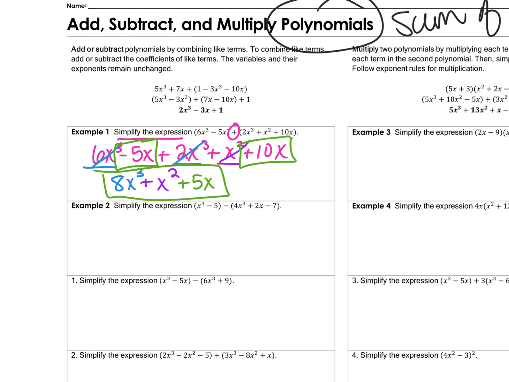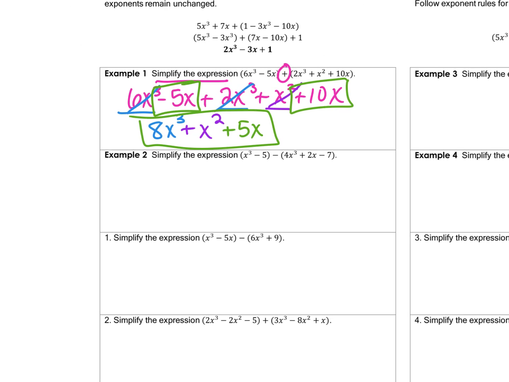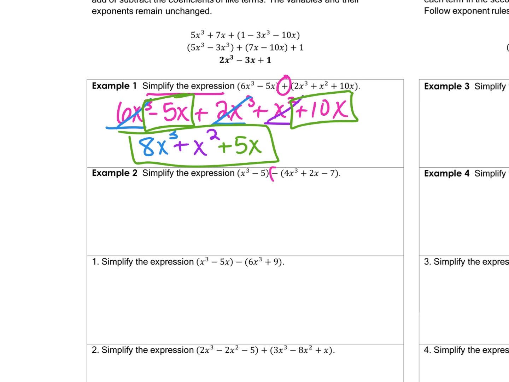Okay, example 2, pay attention to your operation in between. There's a subtraction. Since there is a subtraction, this is just like having a negative 1 there. So I would need to distribute that. I didn't have to do that up here because it was just a positive 1, and anything times a positive 1 is just itself. So I will have to distribute this subtraction sign to all of the terms. That's the most common mistake with the subtraction ones.